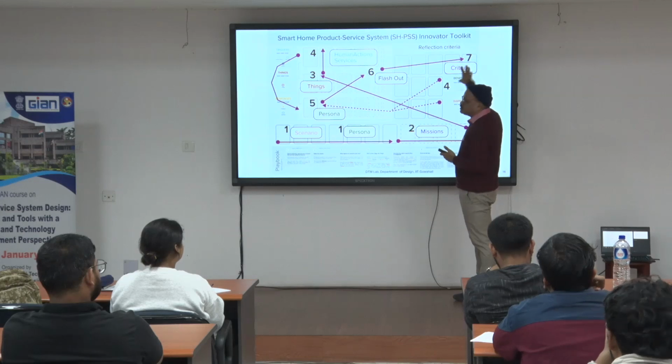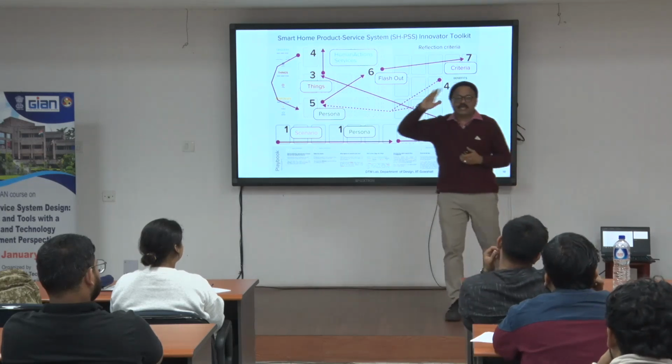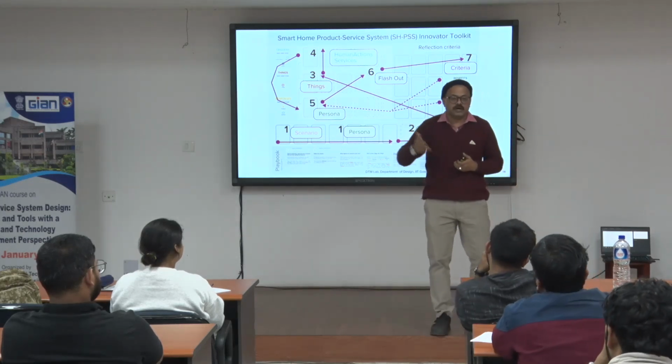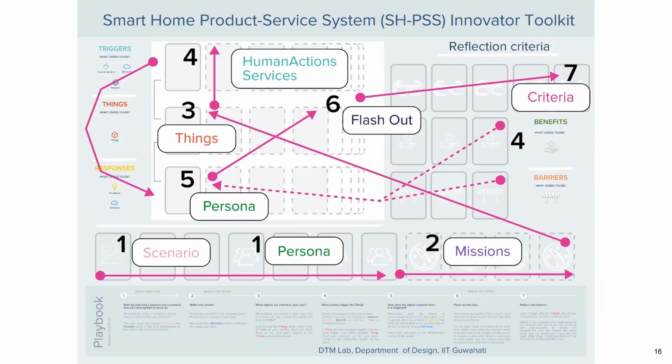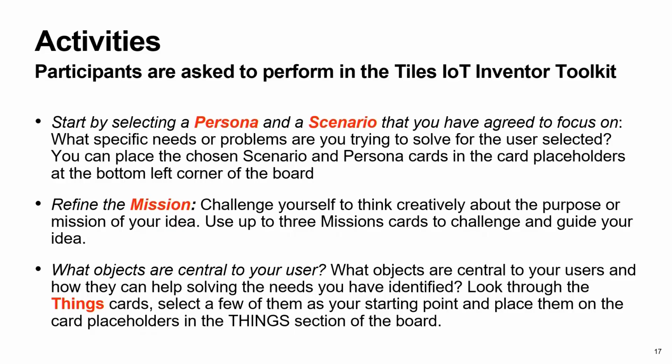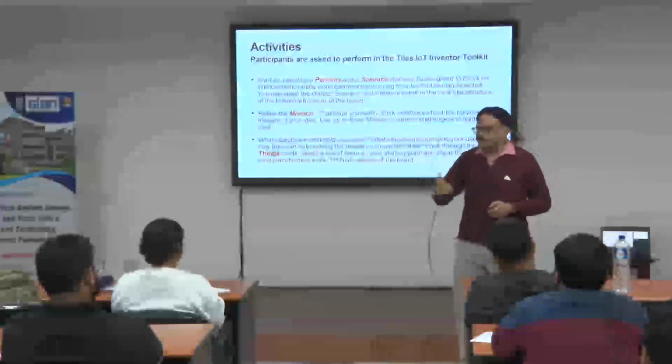So the criteria cards are basically, as I told you, evaluation. So on the basis of which you are going to evaluate, right? So it can be the benefits or the barriers, right? So what are the benefits of this kind of idea, and what are the barriers of this kind of idea, right? Okay, I'll further explain it to you in detail. I've just shown you the protocol. That is the protocol. Now let me go step by step.